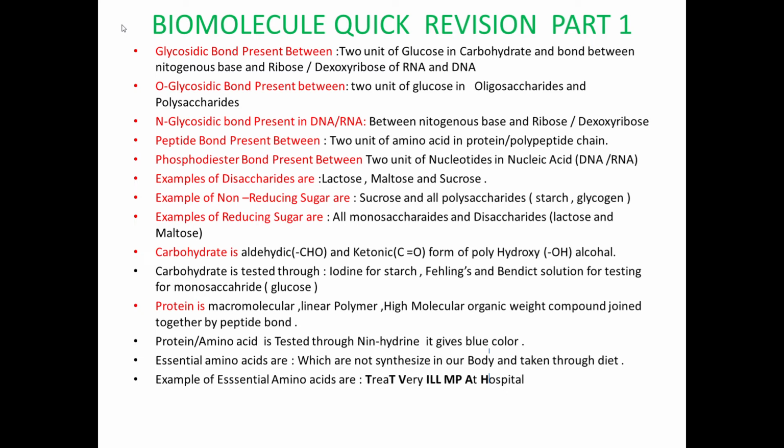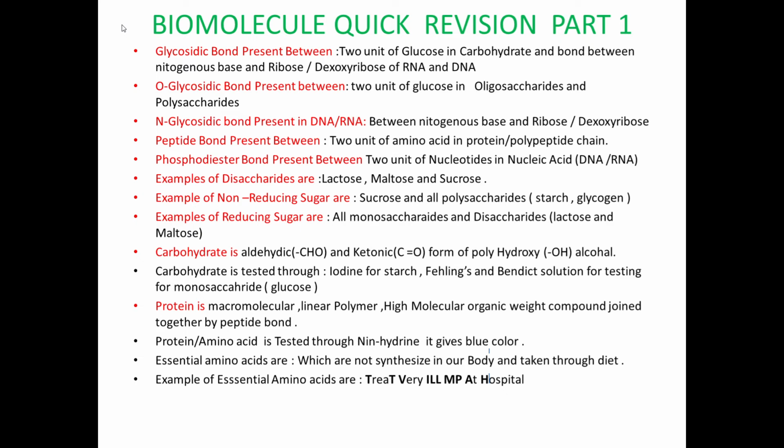Next, carbohydrate is tested through iodine for starch. You can test the starch with iodine solution. It will give a blue or blackish color. Fehling's and Benedict's solution is the test solution for testing monosaccharides, mainly glucose.